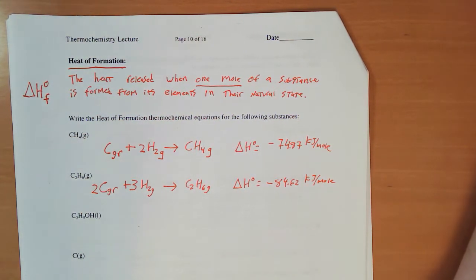Okay, same basic thing here. Energy is released when C2H6 forms, so it is more stable together than when apart.